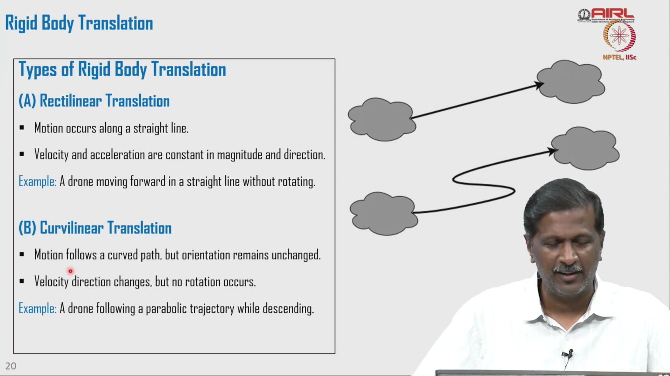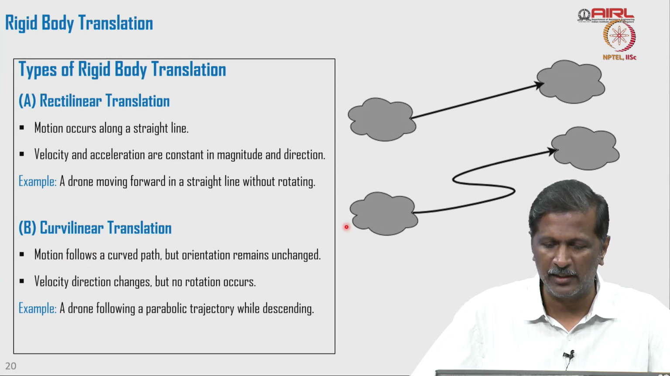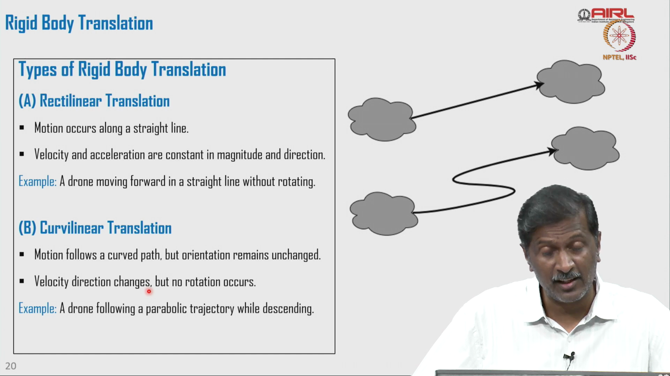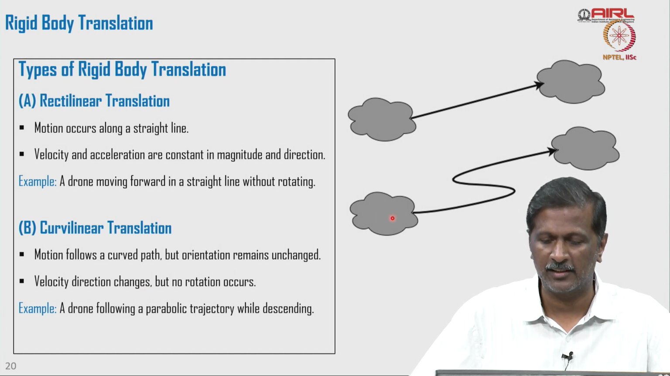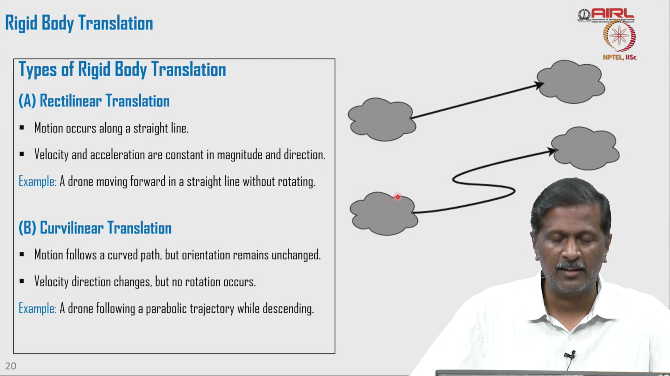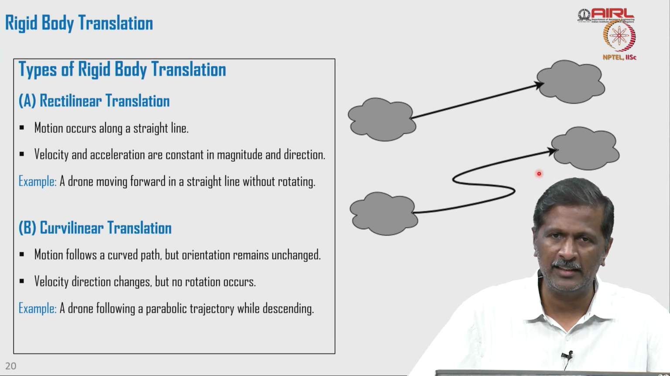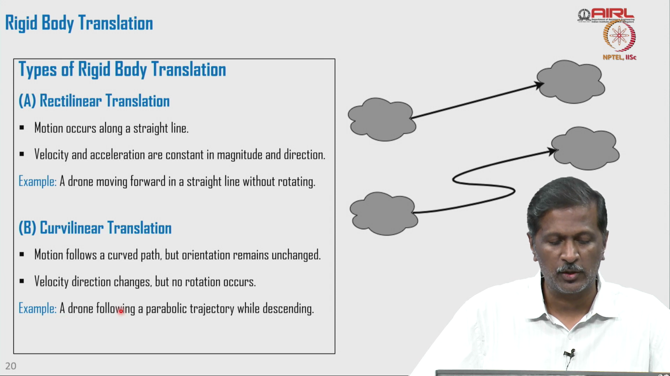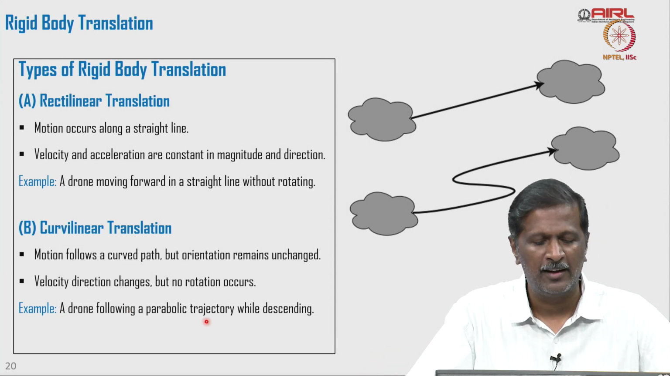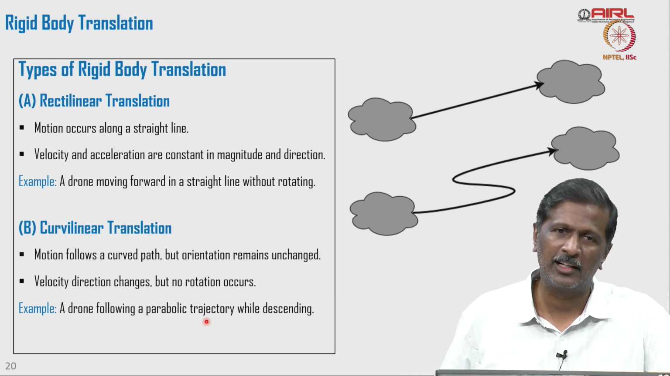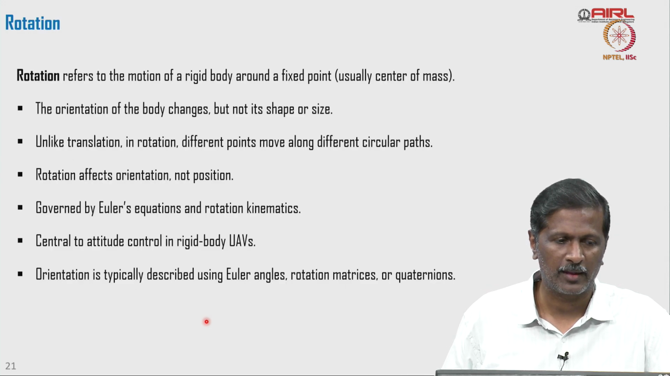Curvilinear translation: motion follows a curved path. For example, here you see motion following a curved path. The velocity direction changes, but no rotation occurs. What I mean is that this rigid body remains in the same orientation, only the direction of the velocity changes. A drone following a parabolic trajectory while descending is a typical example of curvilinear translation.